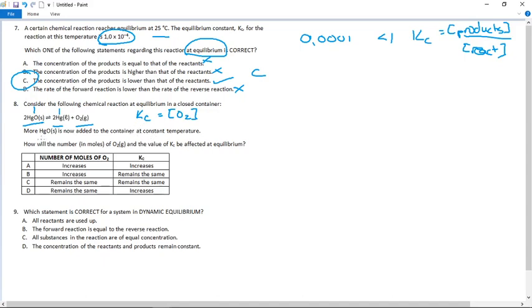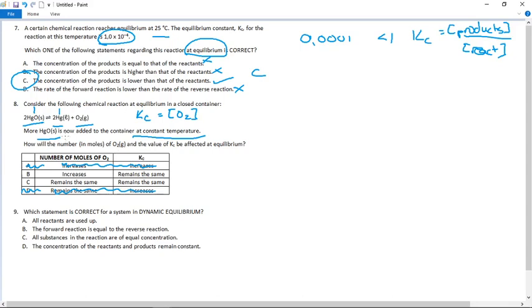So it says to you now, more mercury oxide solid is now added to the container at a constant temperature. Now the only thing that can change Kc in any case is changing the temperature. So how will the number of moles of oxygen gas and the value of Kc be affected at equilibrium? Kc is only affected by changing the temperature. So A and D are immediately gone because they say something happens to Kc. We can only look at the answers where Kc remains the same.